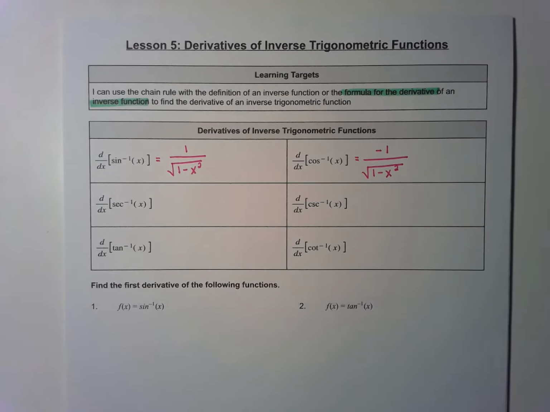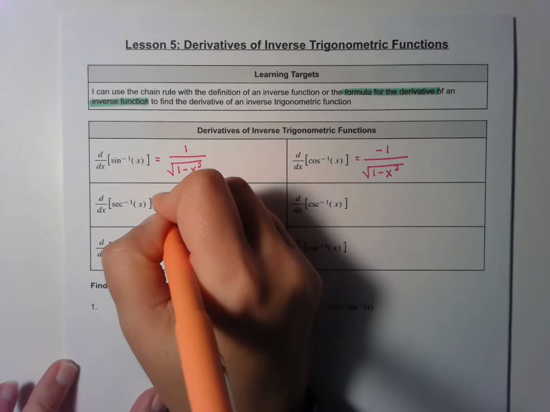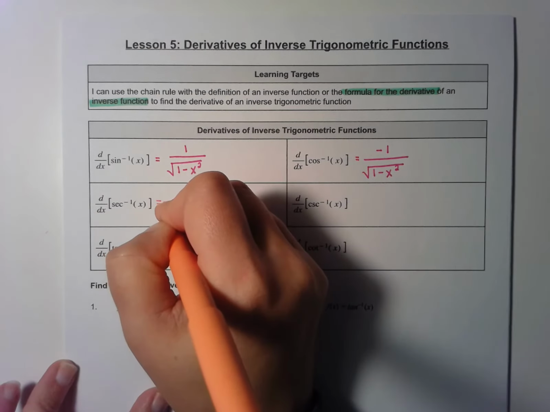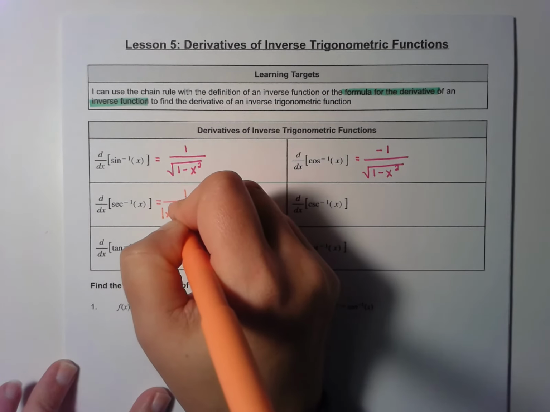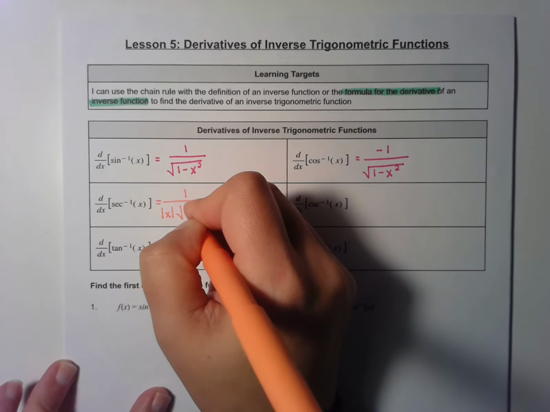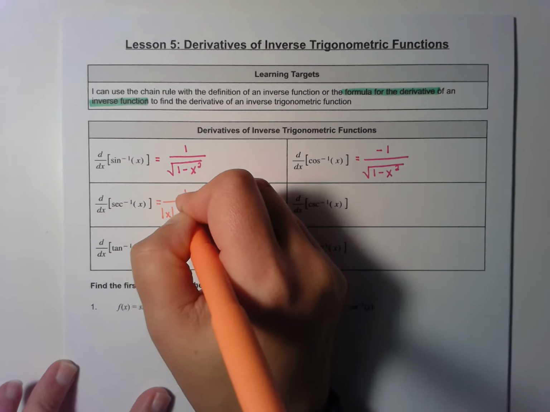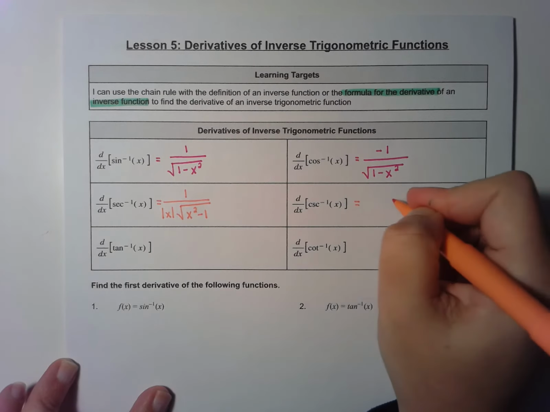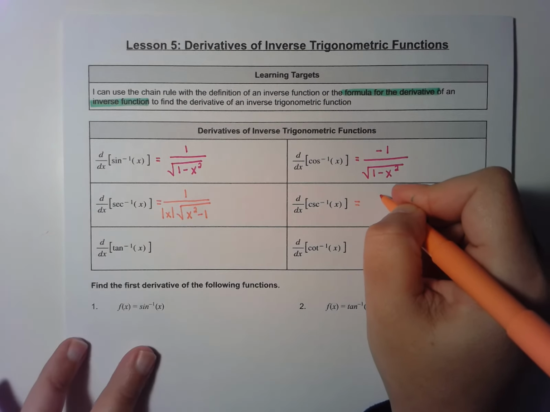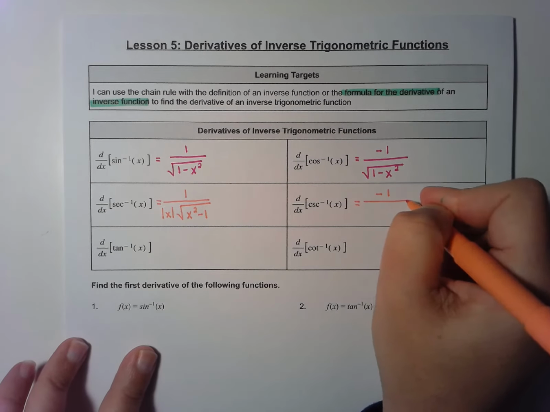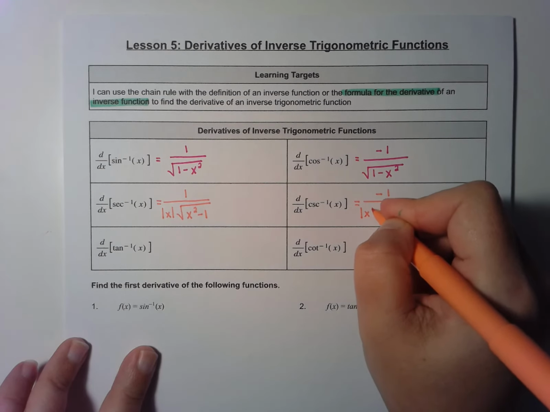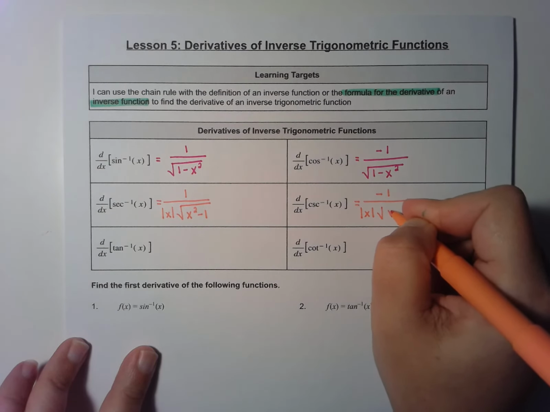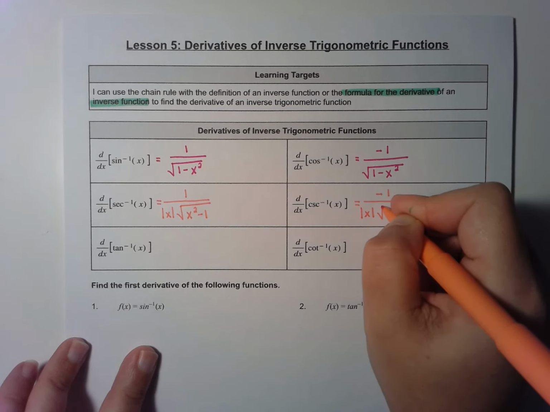The derivative of inverse secant would be 1 over the absolute value of x times the square root of x squared minus 1. And the derivative of inverse cosecant would be the same exact thing, but just negative. So negative 1 over the absolute value of x times the square root of x squared minus 1.